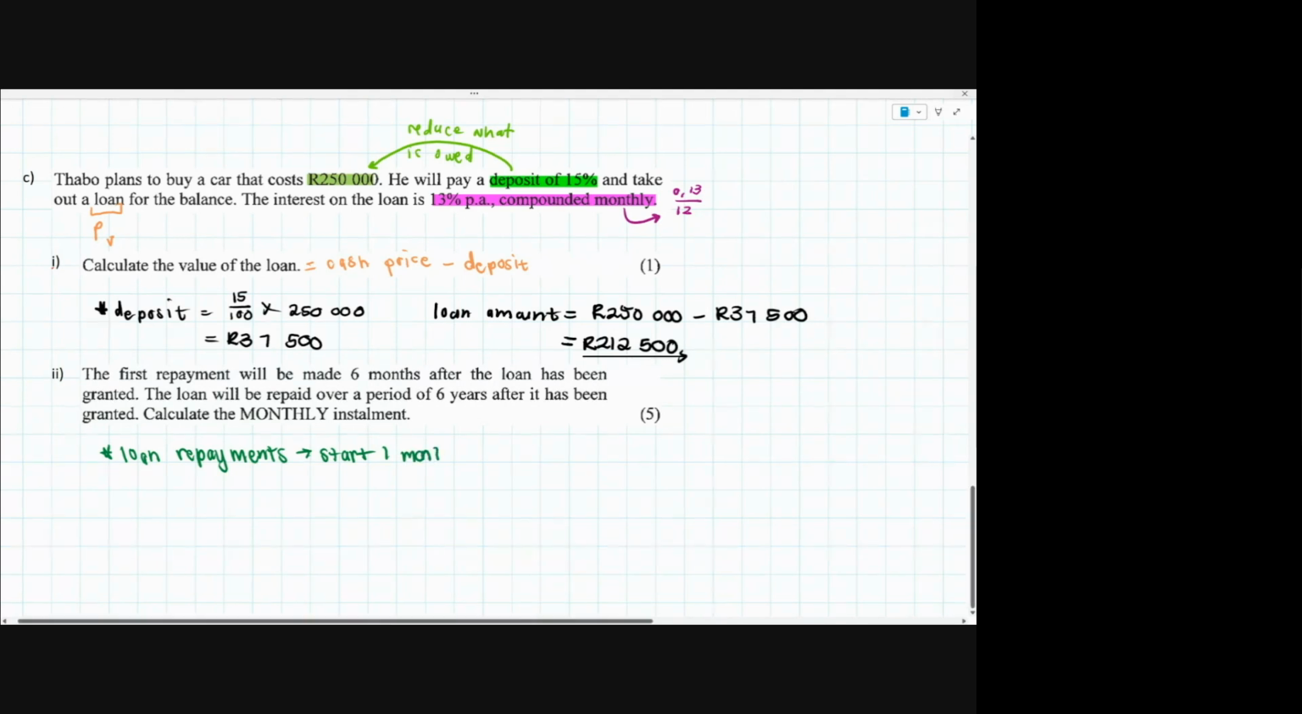Okay, I'm saying 1 month, but it's essentially one period, whatever that period may be. So if it's compounded quarterly, 1 quarter. If it's compounded biannually, I nearly said 1 6 months, 1/2 of a year. Okay, so it starts one period after the granting of your loan. Right, that is always the case for loans, always.